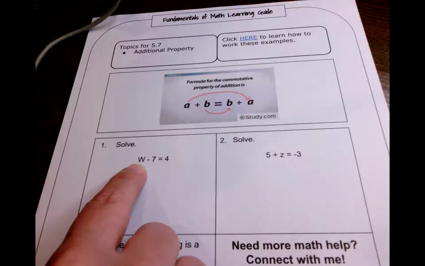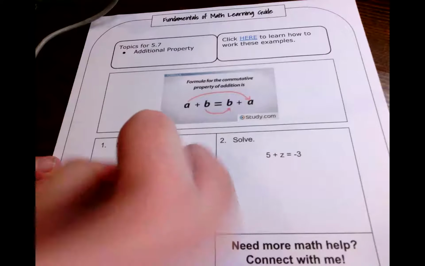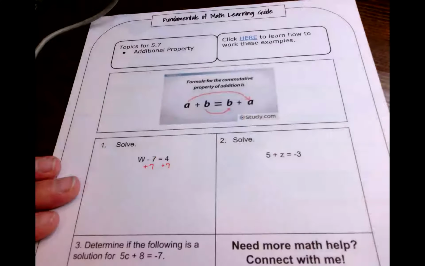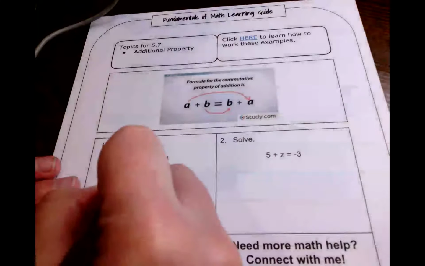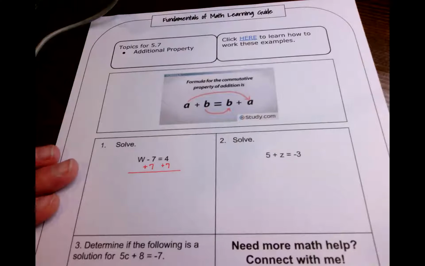So I'm going to do the opposite of subtracting 7. Think to yourself, what is the opposite of subtracting 7? That is adding 7. So I'm going to add 7 here, but I'm also going to add 7 on the other side of the equals sign. You may remember from previous math classes, whatever we do to one side of the equation, we've got to do to the other side. And that's what I'm doing here.